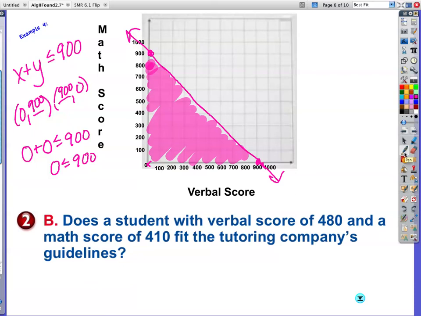So the question is, does a kid with a score of 480 on the verbal, so 480 is right around here, and a math score of 410, oh, it's right on that line, isn't it? Do they fit the tutoring company's guidelines? Even if I put 480 and 410, I add up and get 890. I would still be under the 900 mark. It's really, really close, but I would be in that shaded region.